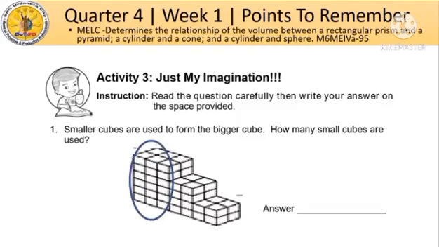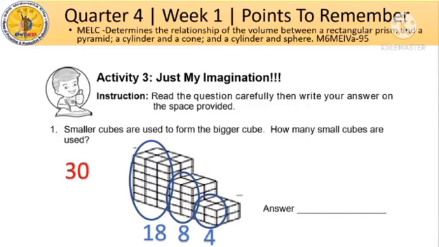In this layer, we could count 18 cubes. In this second layer, there are, very good, 8 cubes. And for the third layer, we can count, obviously, 4 cubes. So we have a total of 30 cubes.